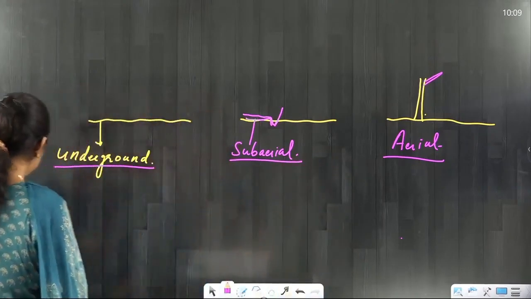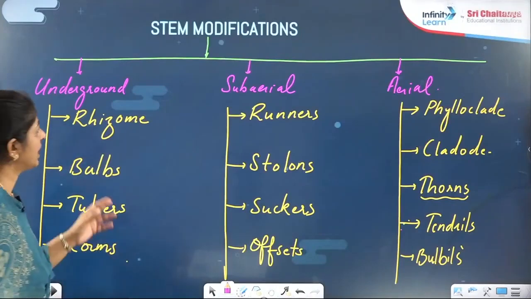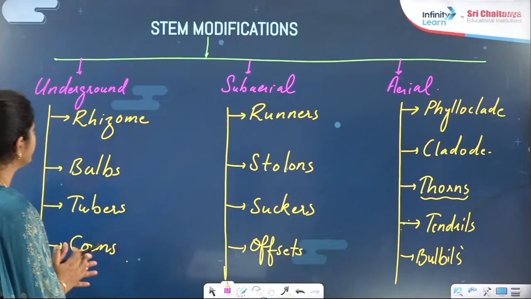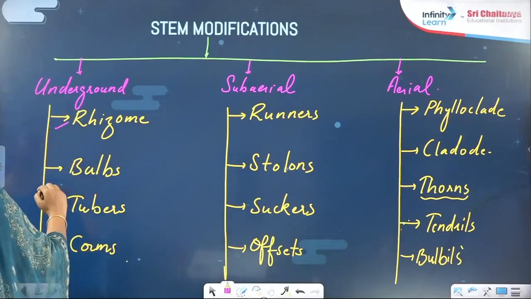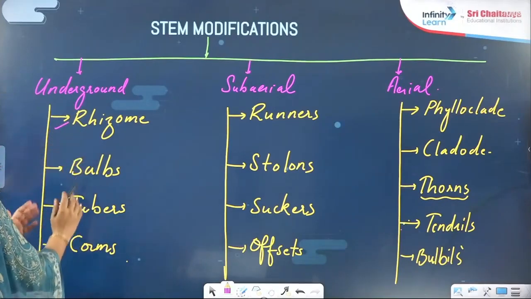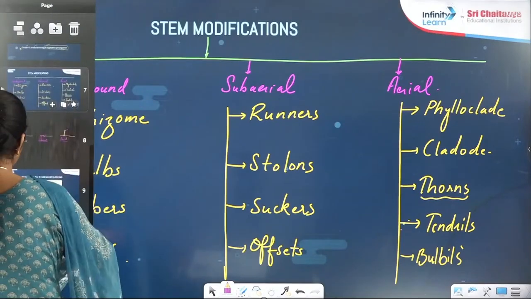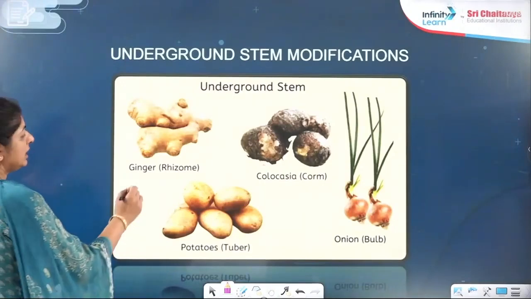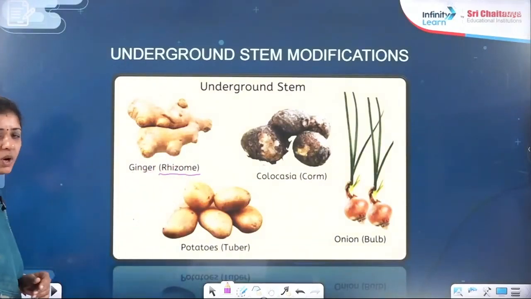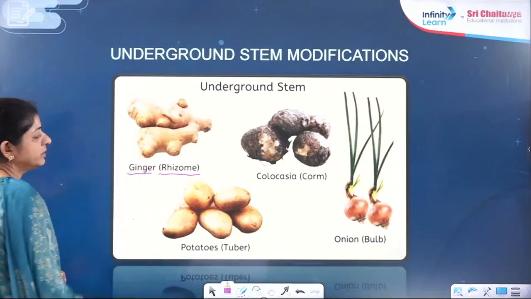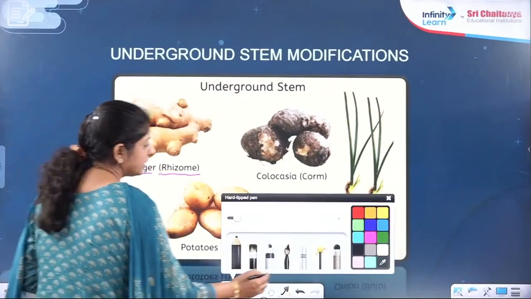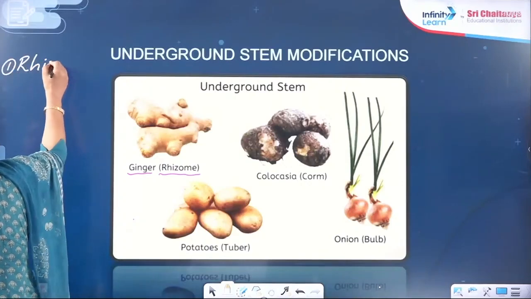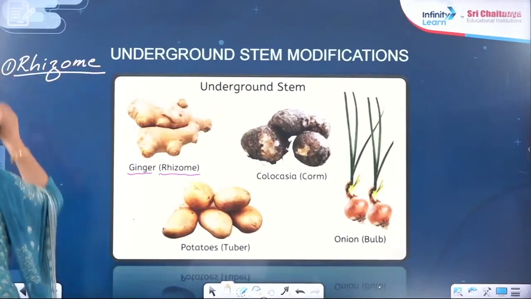So just to clear that point in your mind, I told you the difference between these three headings first of all. Now we are going to take the underground stem modification, where we will discuss all those things. For that, I am taking help of this diagram. First of all, let's talk about the rhizome. What is the example shown over there? That is of ginger, right? So here the rhizome is an underground stem modification.